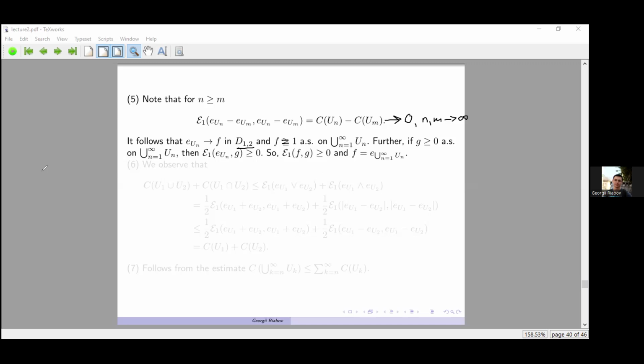Right, and also we can know that if some function g is non-negative on the union of UN, then it is non-negative on each set UN, which implies that the inner product of EUN and g is non-negative. And in the limit, we will also have that this inner product of f and g is non-negative.